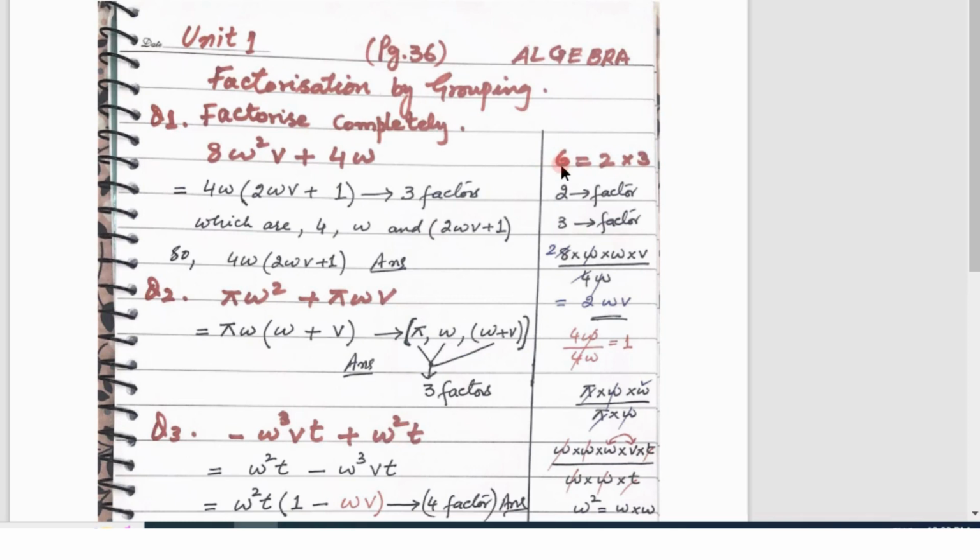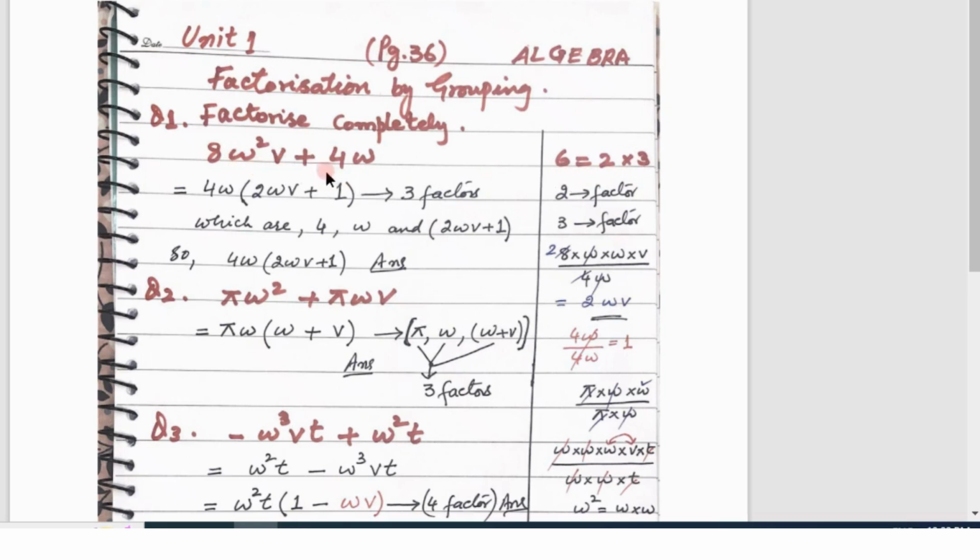6 is a factor of itself as well. 6 divided by 6, 1 is also a factor of 6. 6 divided by 1 is 6. So we will not write them because those are usual factors. These are important factors, so I have written them over here. Now come back to the terms.